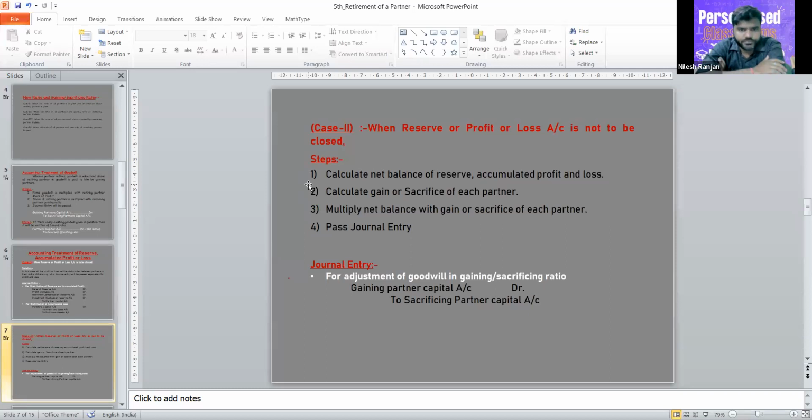After that, we'll pass journal entry. Journal entry is also same. You can see gaining partners capital to sacrificing partners capital. Now we will solve a question related to this.